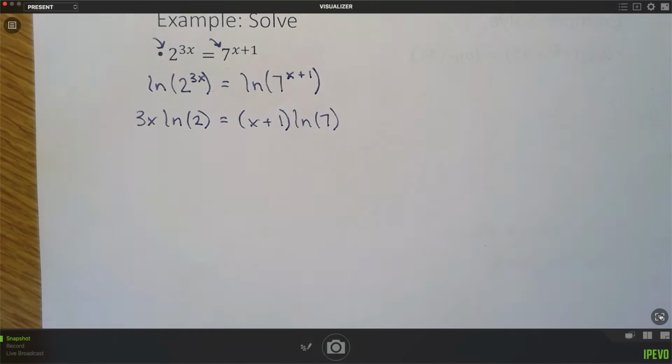You have to have that in parentheses. That's the whole exponent, right? And if I forget my parentheses, I'll forget all of that.